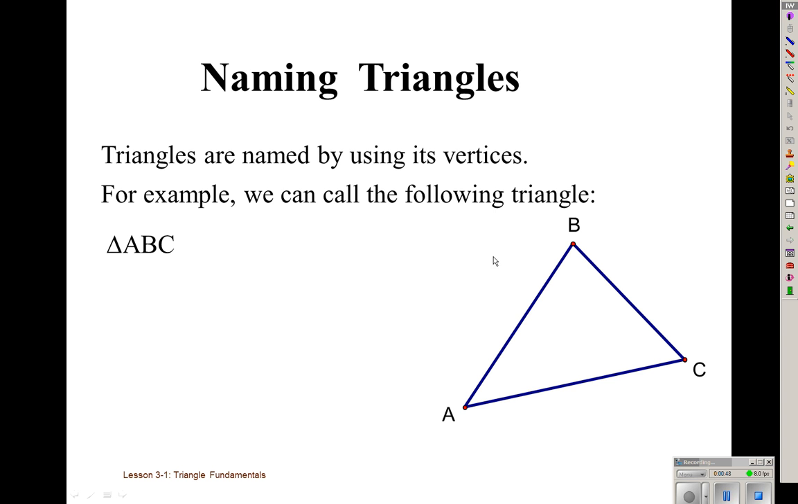But you can also name this in any other order. Triangle ACB, triangle BAC, triangle BCA, triangle CAB, or triangle CBA. All of those are correct names for this triangle.